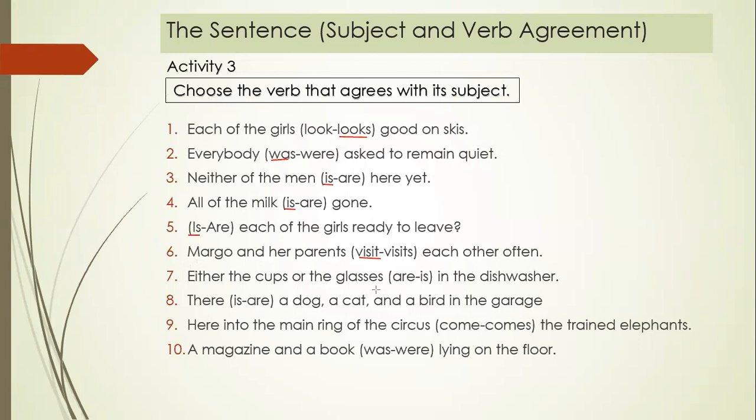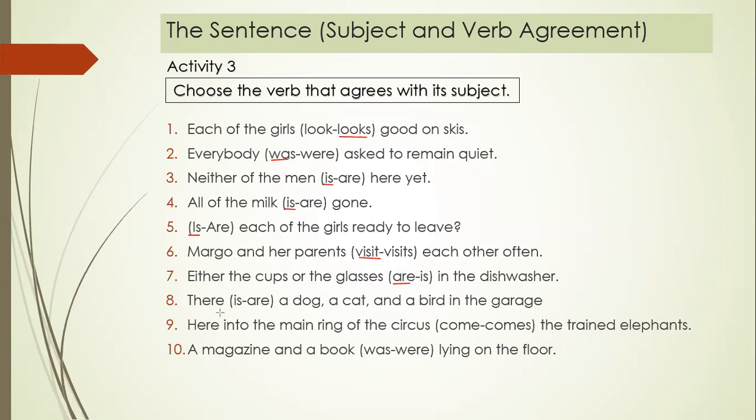Okay, now let's look at the verbs. Are, is, and let's look at the subject. Cups, either the cups is singular, the glasses is plural. The verb needs to follow the subject that is closer to it. So glasses is closer, so we need to answer are.